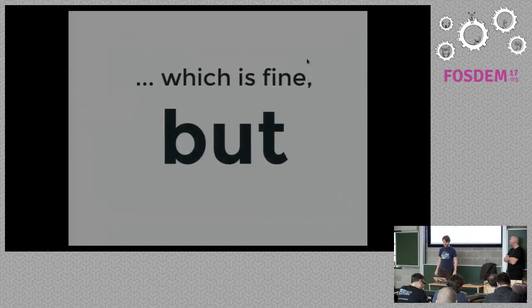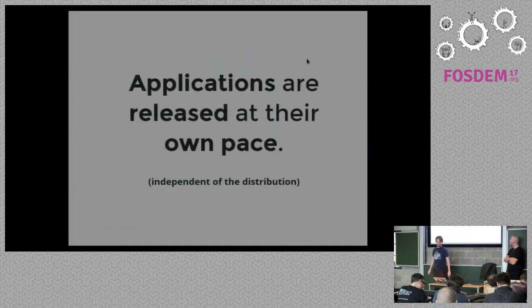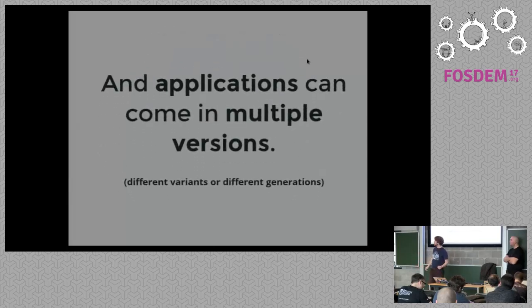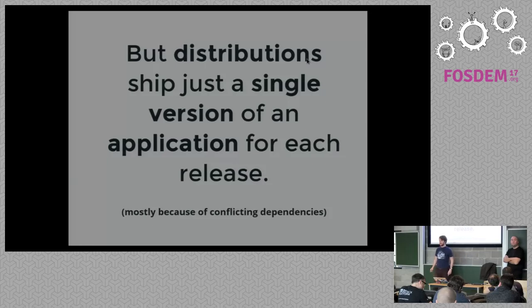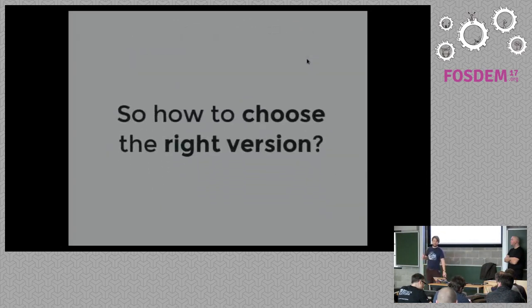This is fine, but there are some problems, because for example, applications are released at their own pace, independent of distributions. And they can also come in multiple versions, which means conflicts, right? Distributions often include only one version of every application because they have dependencies, they can conflict with each other, and it will be impossible to install. So we need to choose a version, but how to choose the right one?